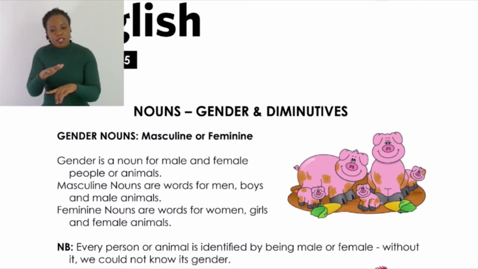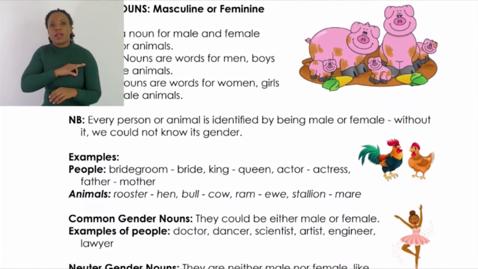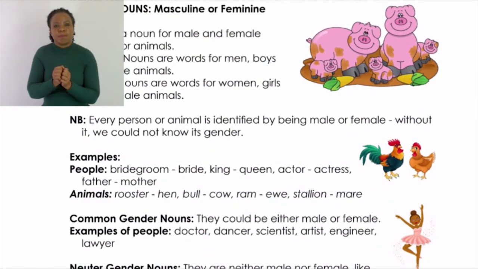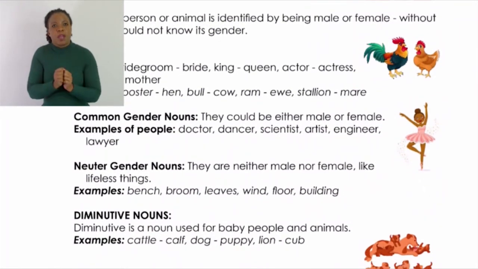Feminine nouns are words for women, girls, and female animals. Those are feminine nouns. Masculine nouns are words for men, boys, and male animals. You must note this, remember this. Every person or animal is identified by being male or female. Without it, we could not know its gender. I would like to give you examples of what we are talking about.